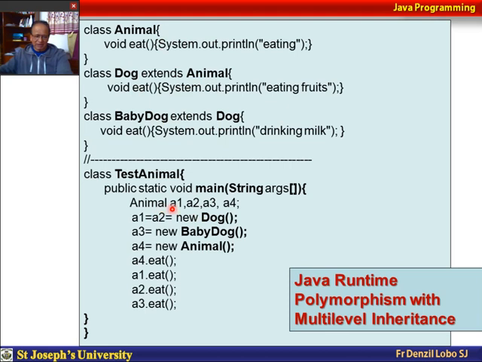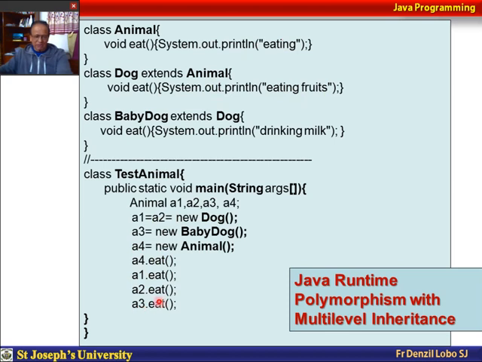So we have created Animal A1, A2, A3, A4. For A1 and A2 we are creating Dog as the object, A3 as BabyDog, and A4 as new Animal. So here A4 is the Animal object. Let us see, we are calling the same eat, A4.eat. It is going to print "eating" because A4 represents Animal. Let us see A1. A1 and A2 are Dog, therefore it has to print "eating fruit". So this is going to print "eating fruit", this is going to print "eating food".